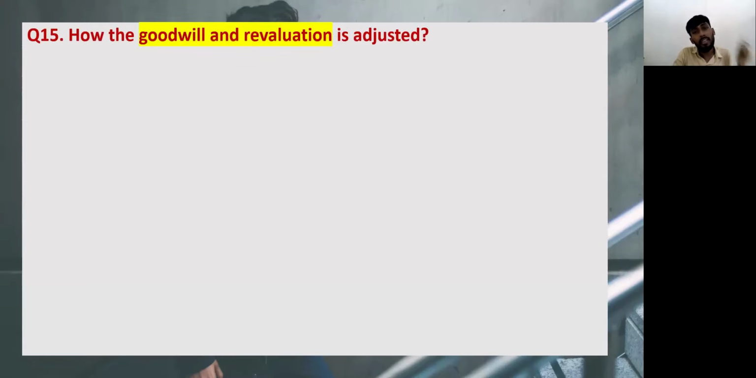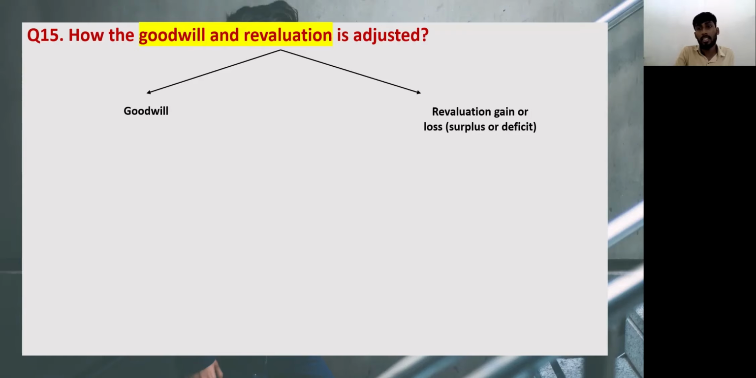Now, when we do this adjustment to goodwill and revaluation, simply the goodwill is there and the revaluation can be there. The important fact is the revaluation sometimes can be a gain, sometimes can be a loss. You have learned LK 16, revaluation of PPE items. So usually these revaluation gains or losses are related to that.